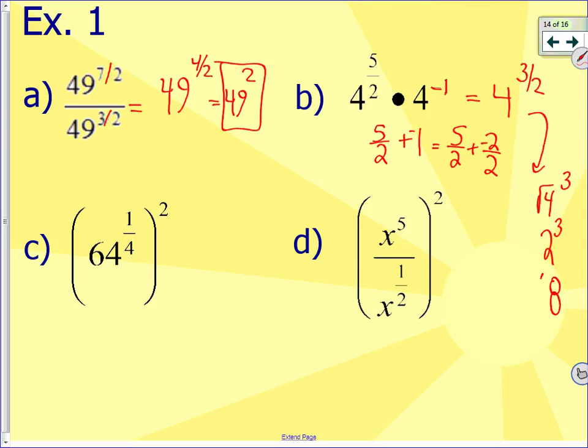8. Good. So notice we started with things that, yeah, we could probably do it from the beginning too. But either way, we get 4 to the 3/2 power. That's the square root of 4 to the third, and then you can simplify. Okay, dig in. This should be 64 to what power if you evaluate it?